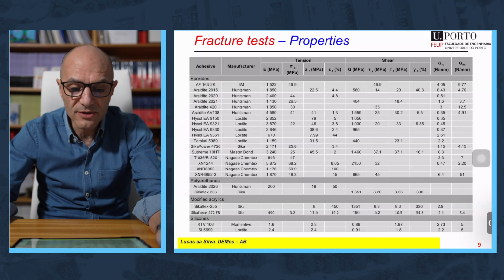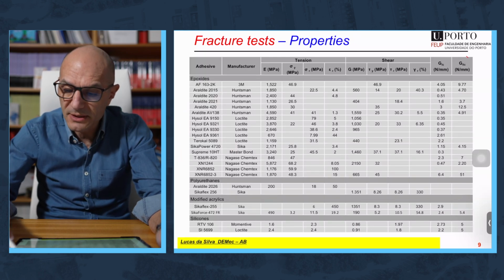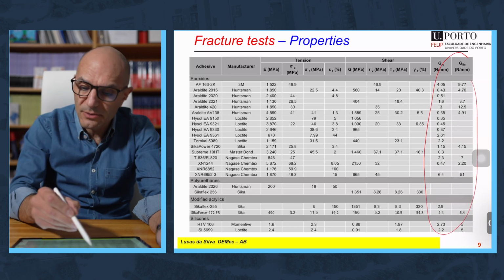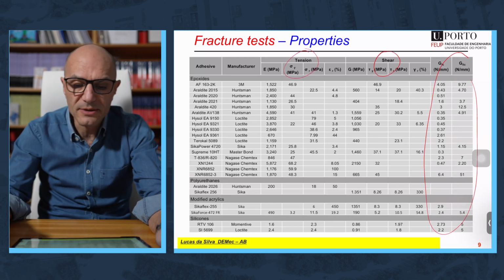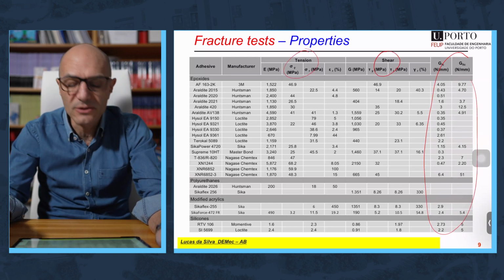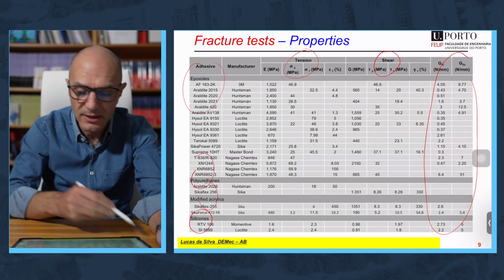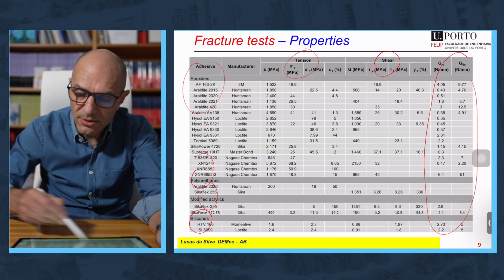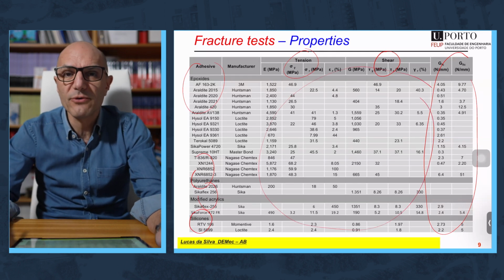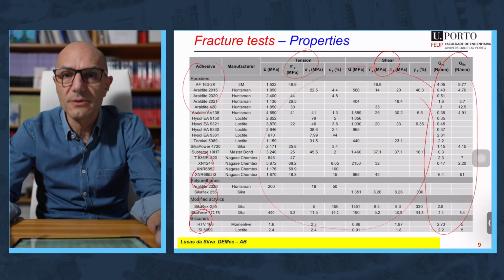To end, you have here a table which gives fracture properties, but not only, the tensile properties, shear properties for many adhesives that we have tested in the lab, for epoxies, polyurethane, modified acrylics, silicones. You have a lot of very, very useful properties for joint design.